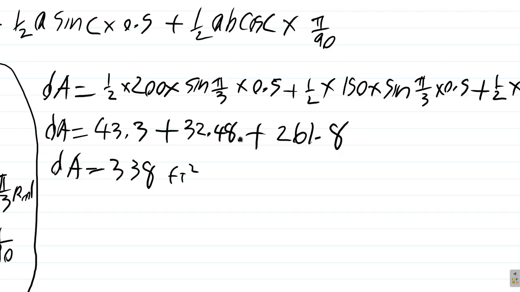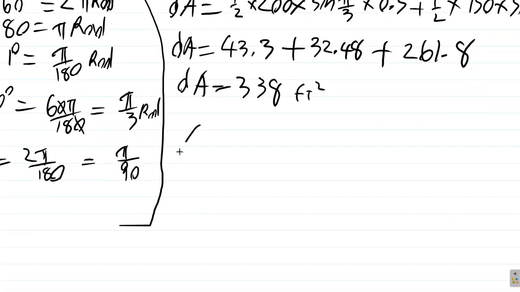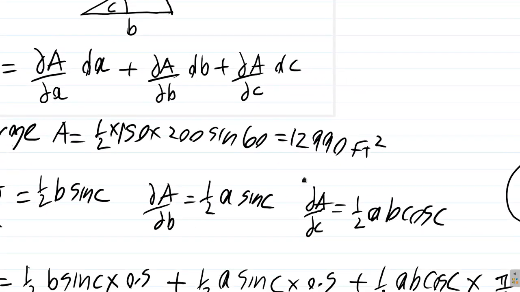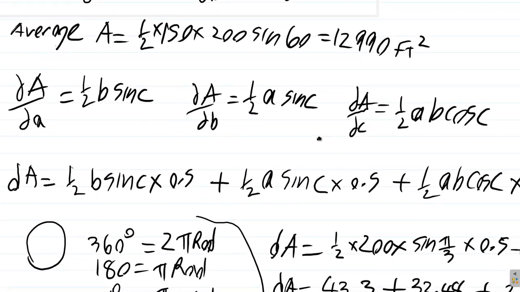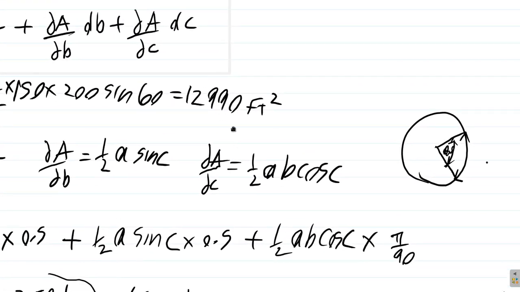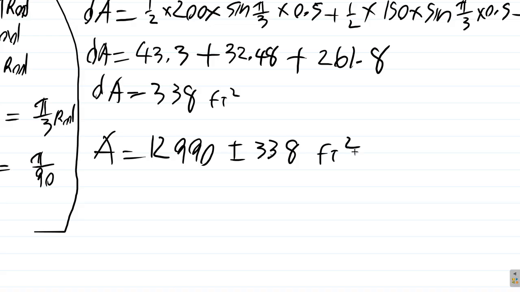Since our measurement was in feet, this area would be in square feet. So the area then is equal to, where's the thing again that I calculated? We calculated the area. I think it was 12,990. So it's 12,990 plus or minus 338 square feet. Nice. So you see that.